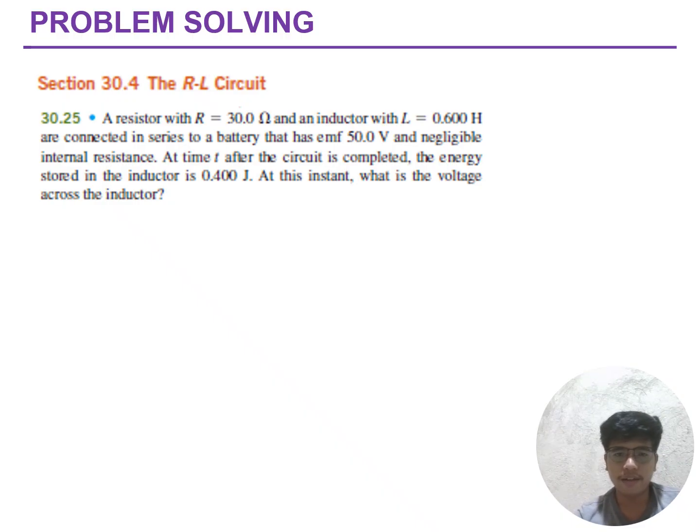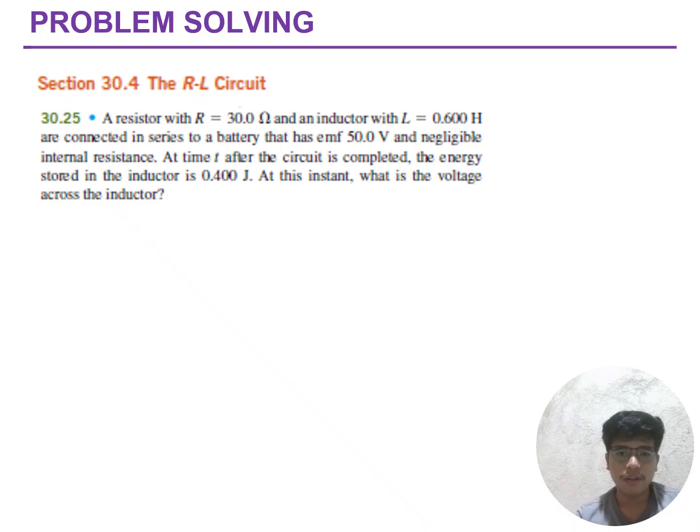So we will try another problem solving about the RL circuit. The situation is a resistor with R equal to 30 ohms and an inductor with L equal to 0.600 henries connected in series to a battery that has EMF 50 volts and negligible internal resistance. At time t after the circuit is completed, the energy stored in the inductor is 0.400 joules. At this instant, what is the voltage across the inductor?